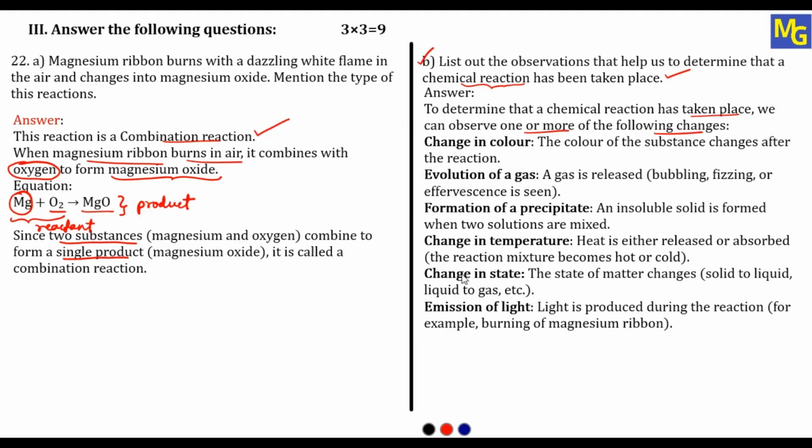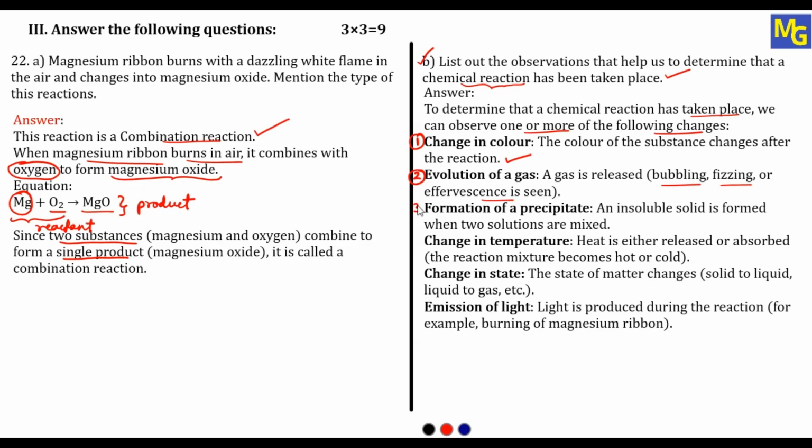From these, one or two changes take place whenever any chemical reaction takes place. The first one is change in color. The color of the substance changes after the reaction. If you mix any two chemicals and you can see a change in the color, then you can say that a chemical reaction has taken place. The second observation is evolution of gas. A gas is released in the form of bubbling, fizzing or effervescence. Then also you can say that the reaction has taken place.